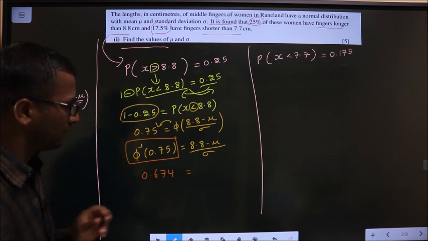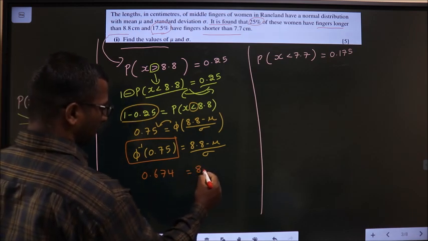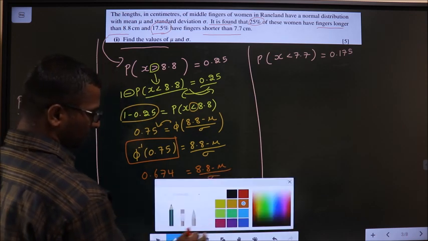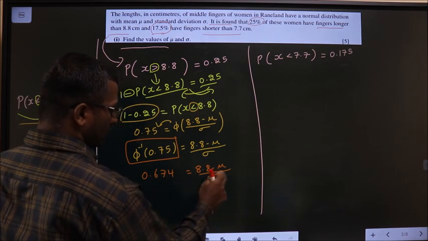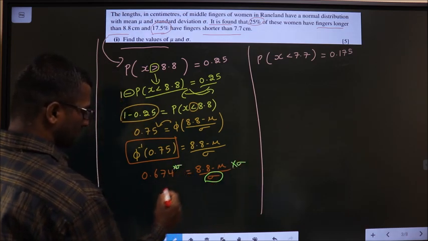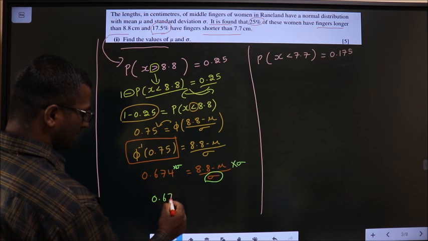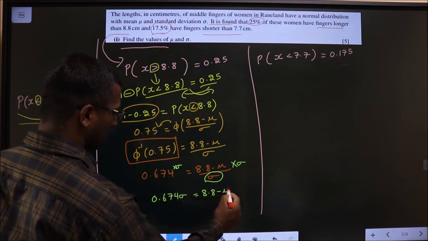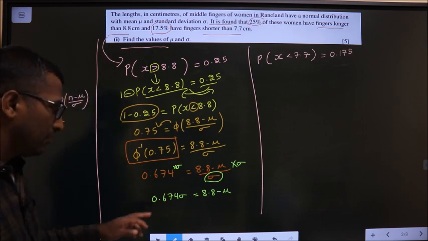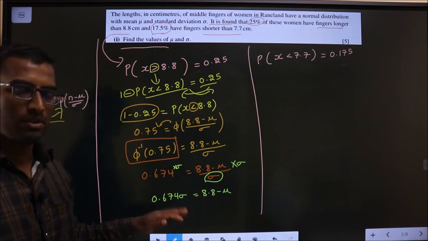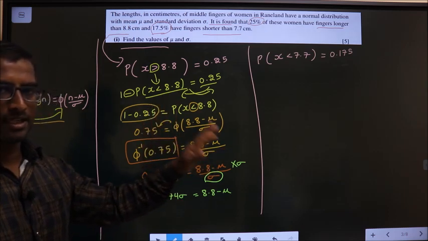Okay. Now, 8.8 minus mean by standard deviation. Now to get rid of standard deviation, multiply by standard deviation on both sides. So we get 0.674 standard deviation equal to 8.8 minus mean. We cannot simplify this further. So this is where I stop. Now let us simplify the other equation.